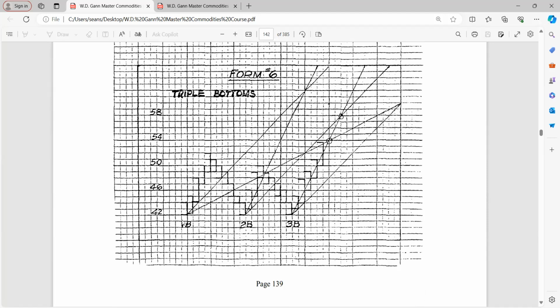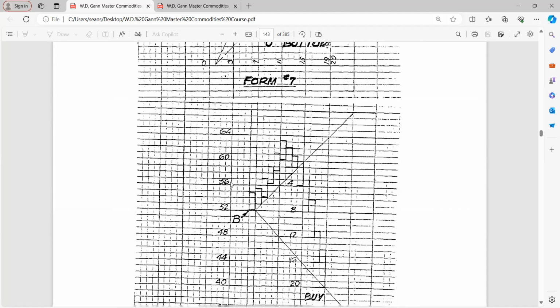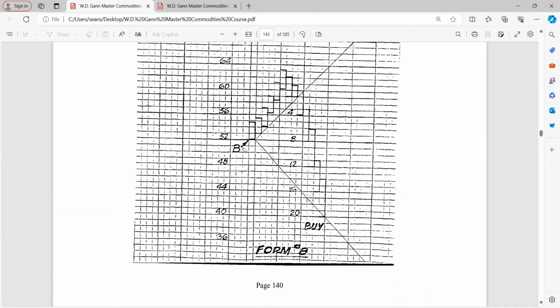Form 6, triple bottom. So here, Gann is drawing a 1 by 1 and a 1 by 2 off a triple bottom, and he says when they meet, there should be a change in trend. But I don't use that. Again, zero bottom, not applicable. Here we go. This is the first form that we're going to use.